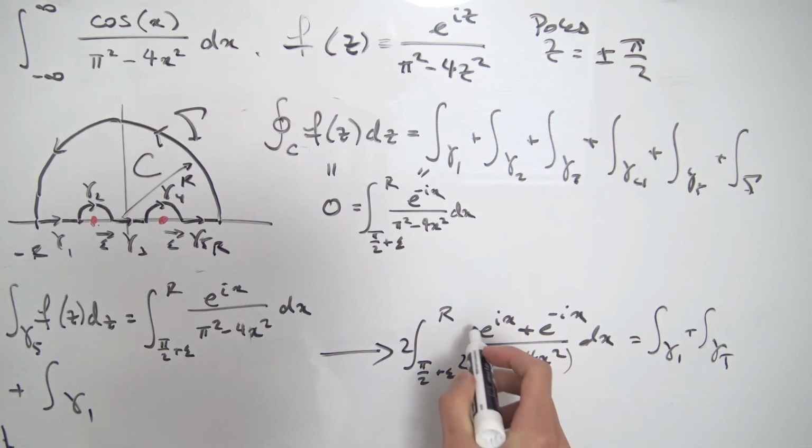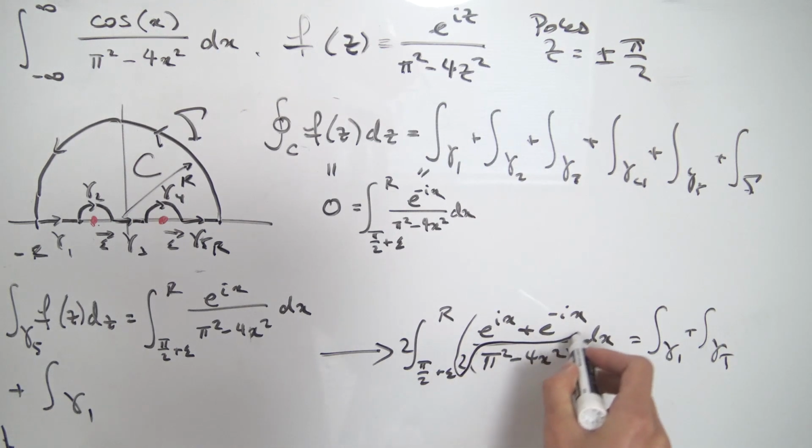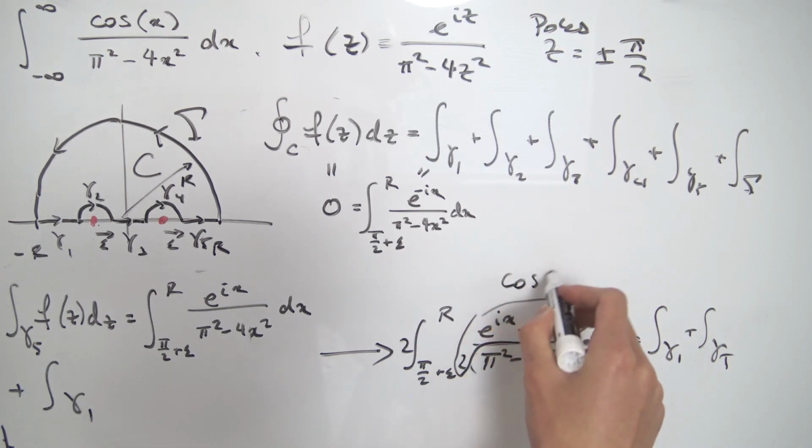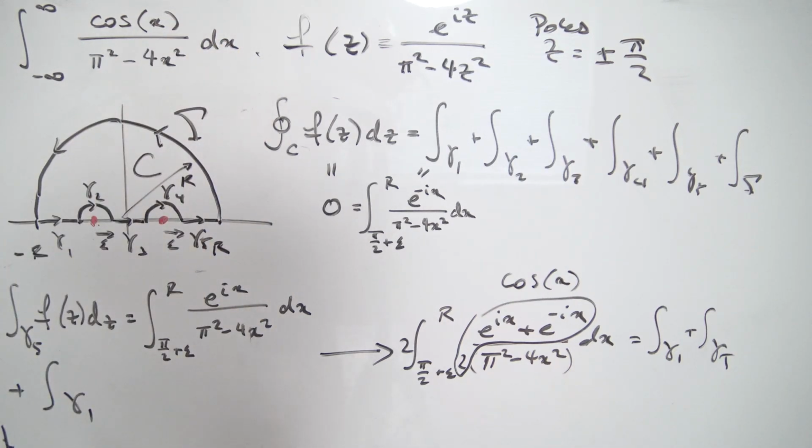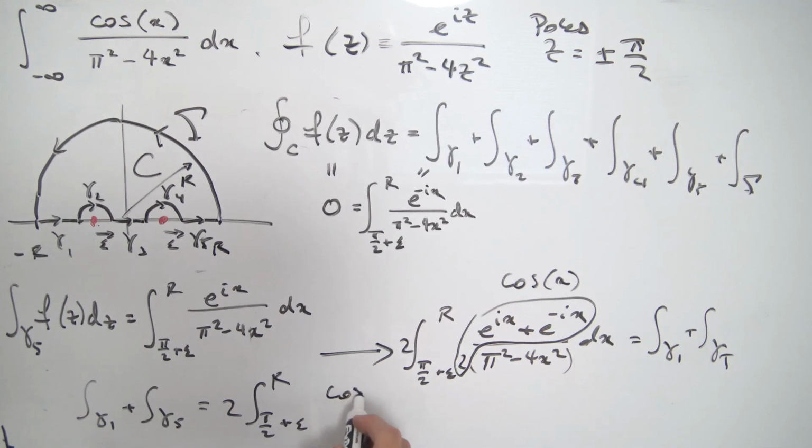And well, by doing this, we have this part right here, which is exactly cosine of x, which is basically what we have right here, which is really quite nice. So what does that mean? It means that if we have the integral over gamma 1 plus the integral over gamma 5, this is going to give us 2 times the integral from pi on 2 plus epsilon all the way up to r of cosine of x, all divided by pi squared minus 4x squared, like so.